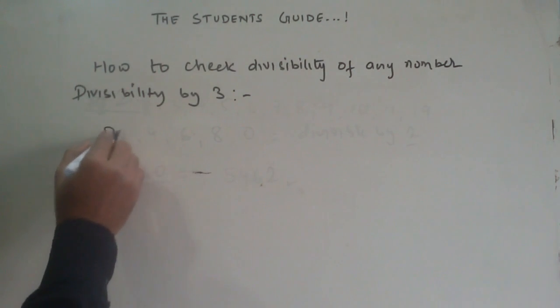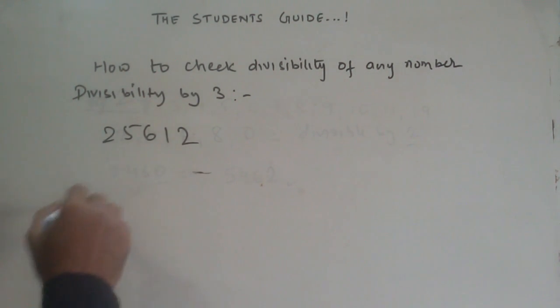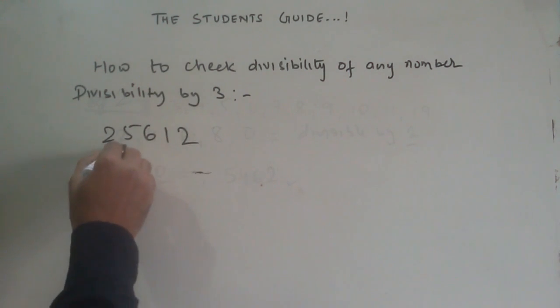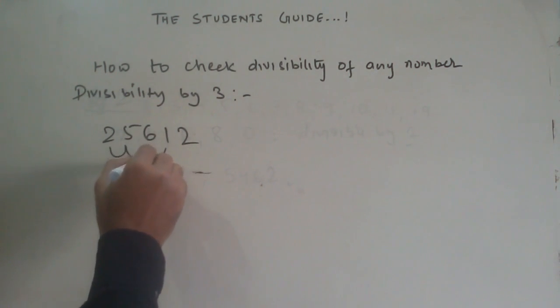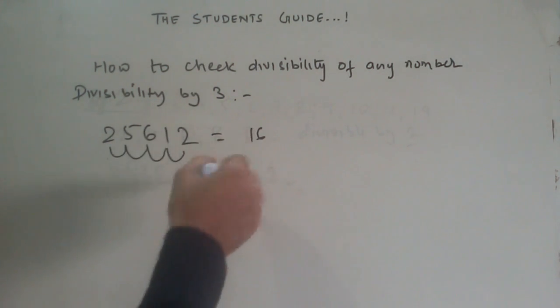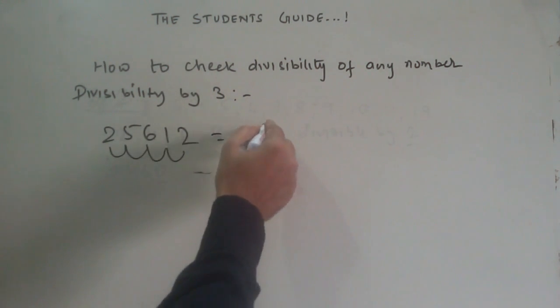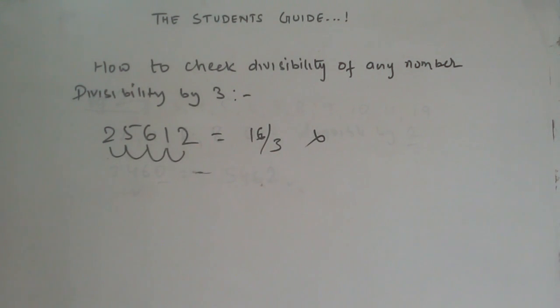Let's take an example, 25612. What we will do is just sum up the digits of the number. 2 plus 5, 7, 7 plus 6, 13, 13 plus 1, 14, 14 plus 2 is 16. Is 16 divisible by 3? No. Then the number is not divisible by 3.